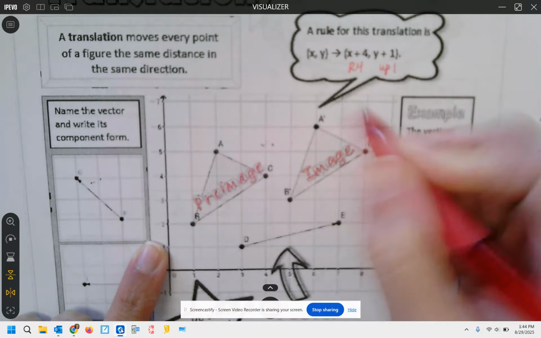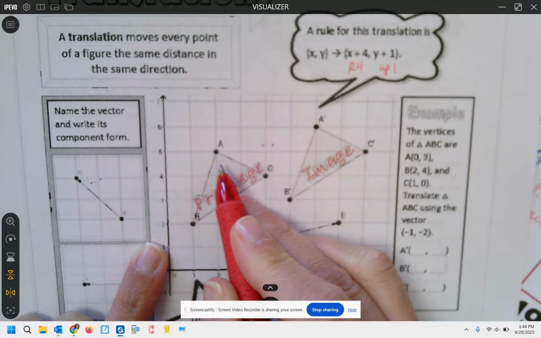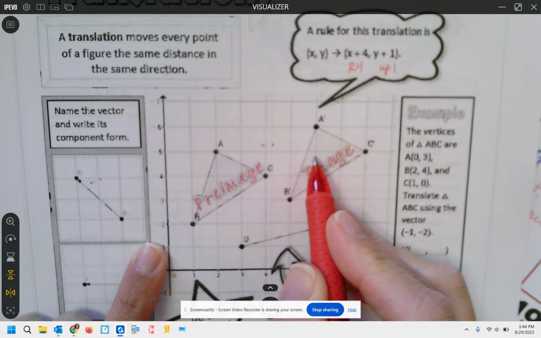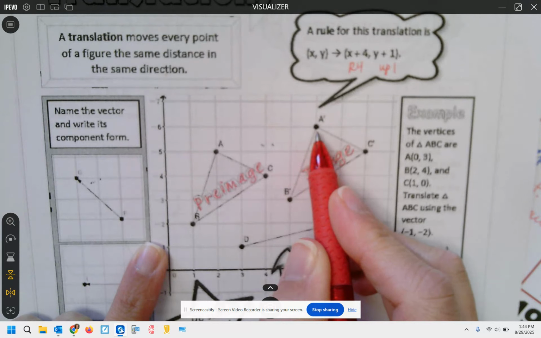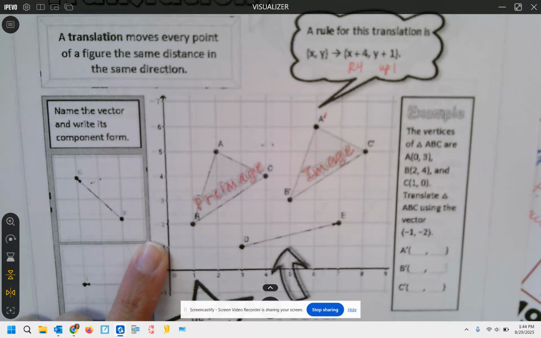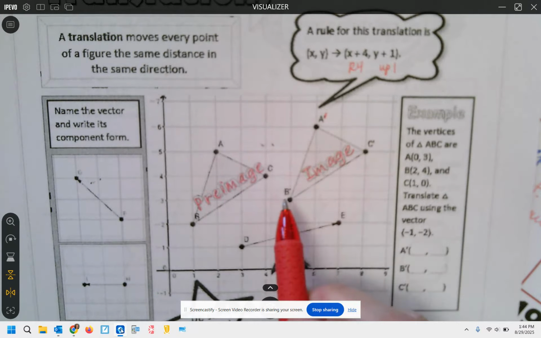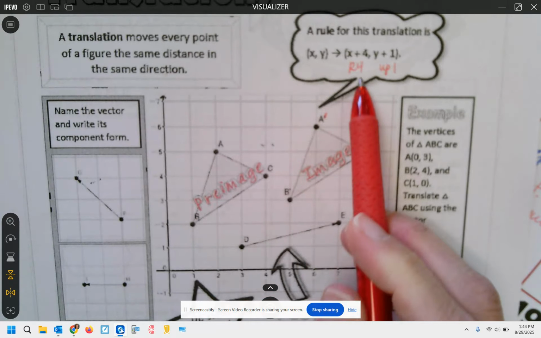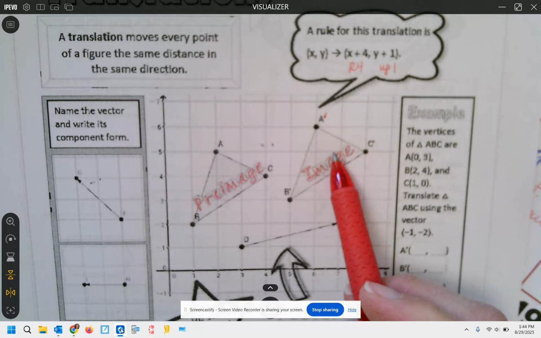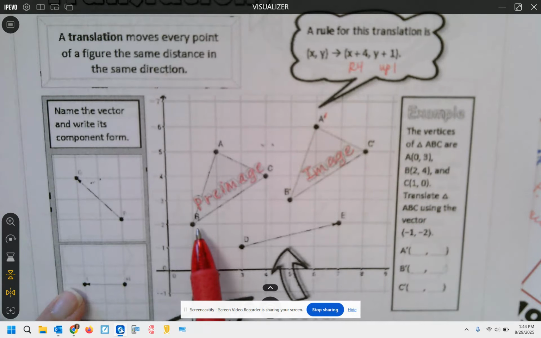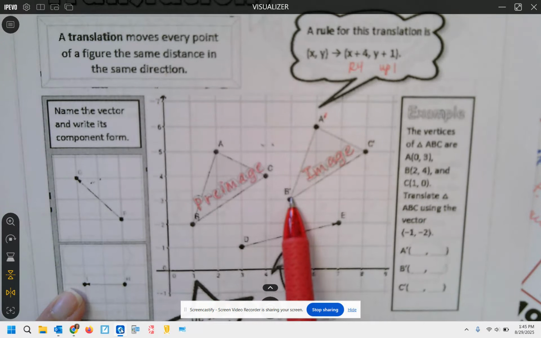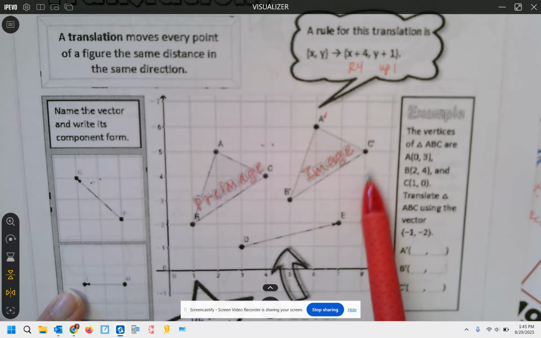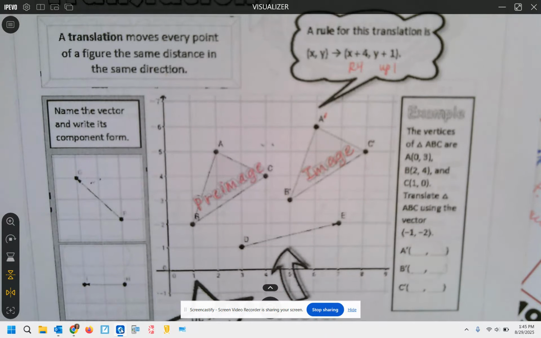So for example, if I start with point A, if I move it 1, 2, 3, 4 units to the right and 1 unit up, there's A prime. It looks like a little tick mark. We just say prime. These 2 points correspond together. Point A is the original pre-image point. Point A prime has been moved right 4 up 1. So now that's the new image. Same thing for point B. 1, 2, 3, 4 to the right, 1 up. There's B prime. Same thing for C. 1, 2, 3, 4 to the right, 1 up. There's C prime.